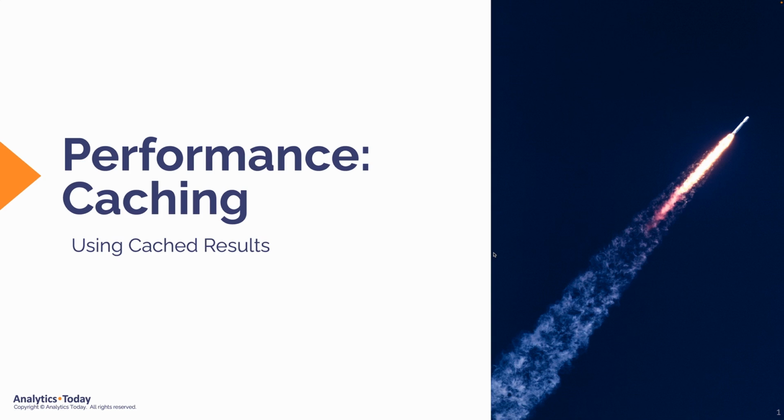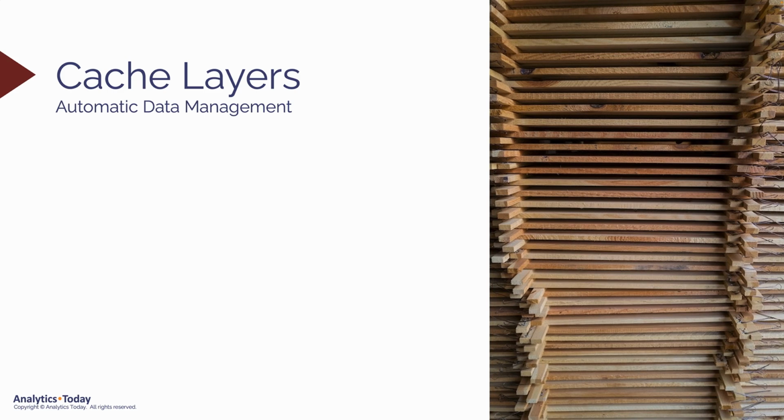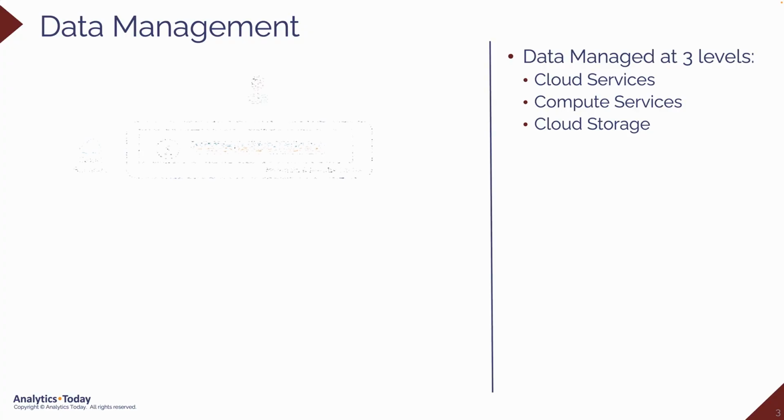So here we go. In this module we'll cover caching in Snowflake. Before we start, it's worth talking about what a cache is. A cache is basically just a faster way of delivering the data from faster memory or SSD rather than storage. And Snowflake does this automatically across all the hardware layers.